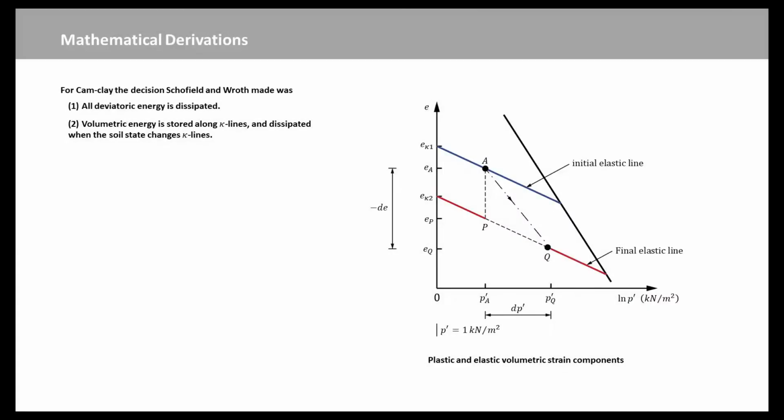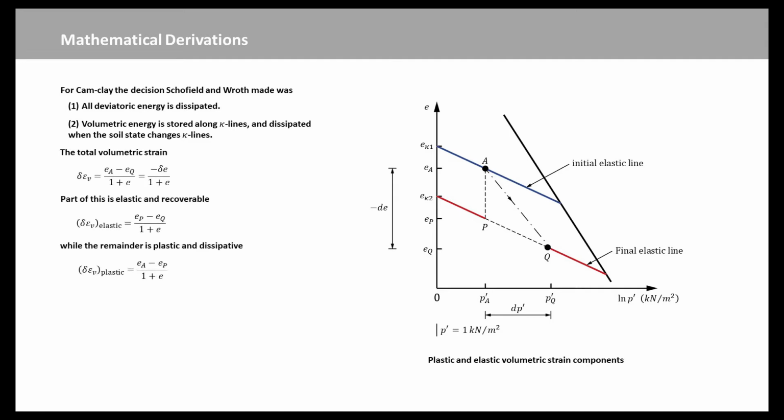In Cam Clay, the decision Schofield and Roth made was that all deviatoric energy is dissipated, all volumetric energy is stored along kappa lines in a figure such as this, and dissipated when the soil state changes kappa lines. Considering the e versus ln p dash diagram, an arbitrary movement A to Q will be thought of as part plastic A to P and part elastic P to Q.